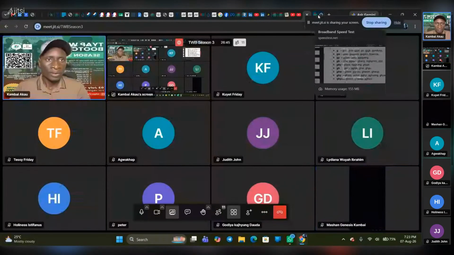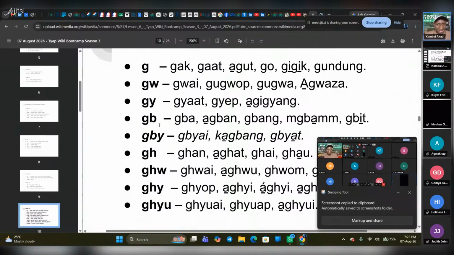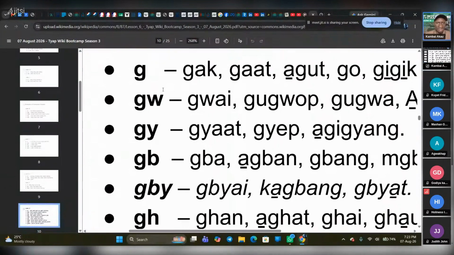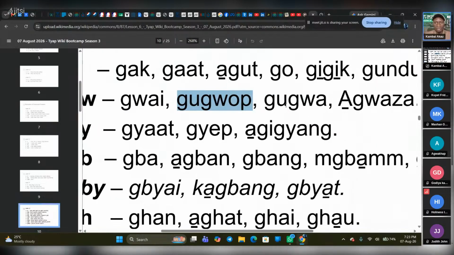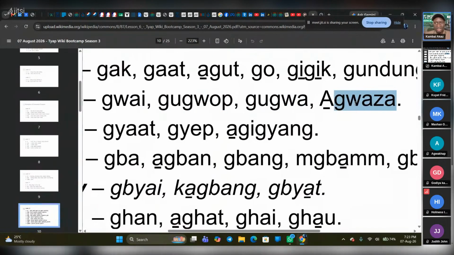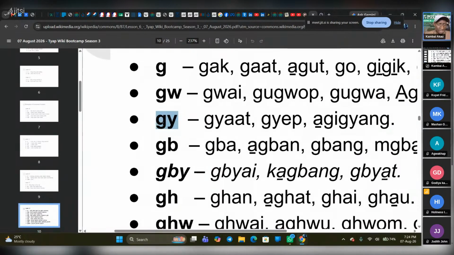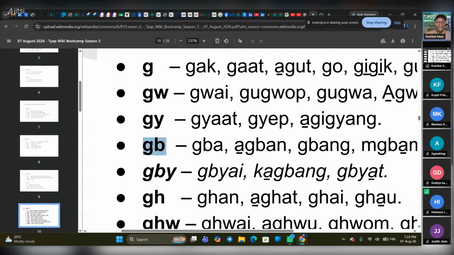Okay, so under letter G, we have these sounds in the Tyap language. We have the pure G sound, and examples we have gak, gat, good, go, gg, and then gundung. And then we have the labialized form of the G sound. And examples we have guai, gugwap, which is cave, gugwa, agwada, and we have the palatalized form of the G sound. Examples we have gyat, gyep, and then agigyang.